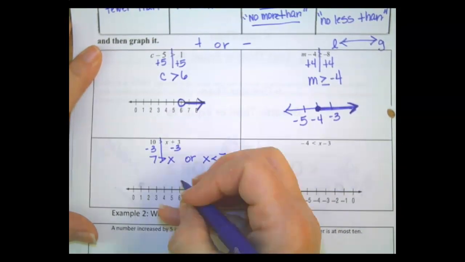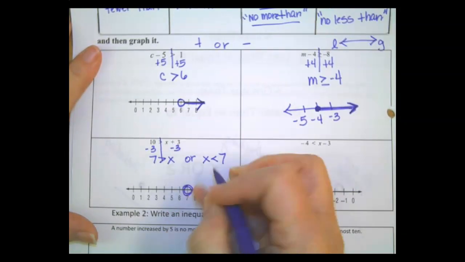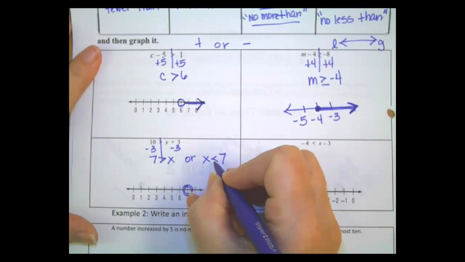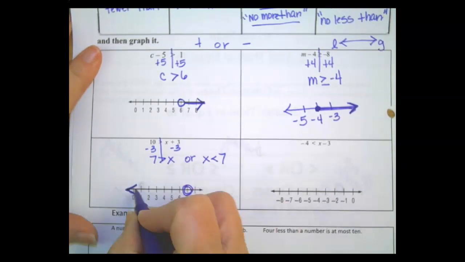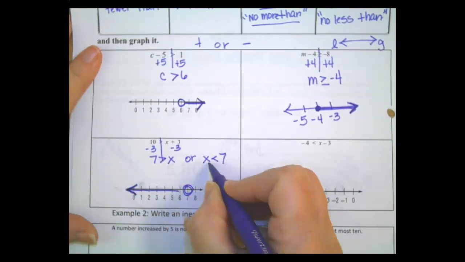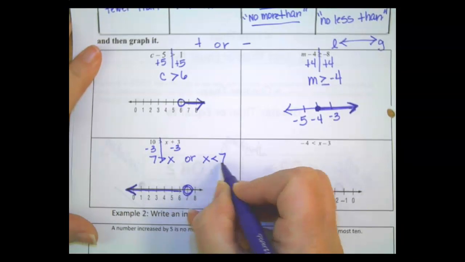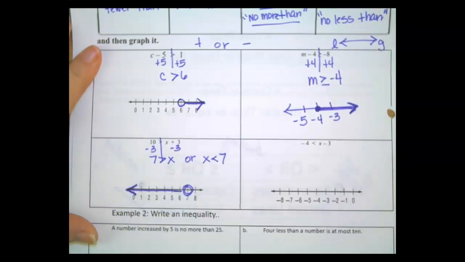Open dot on my 7. What values are less? That arrow's pointing this way. And as long as your variable is first, you can follow the arrow. Only if.